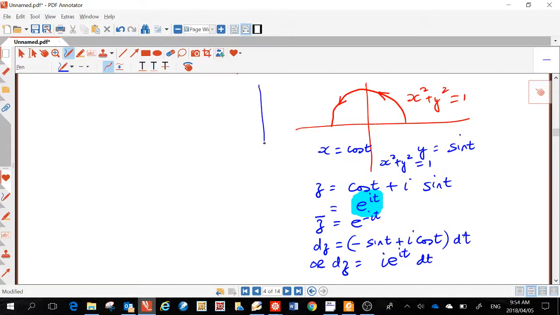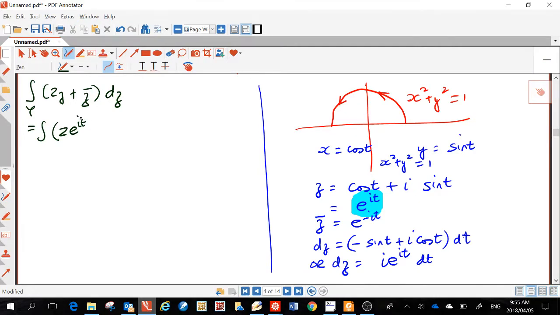Now let me compute the integral. The question was to find the integral along gamma of 2z plus z bar dz. Let's do that. That is the integral of 2z. Well, z is e to the it, so it's 2e to the it, plus z bar is e to the minus it. And dz is i e to the it.